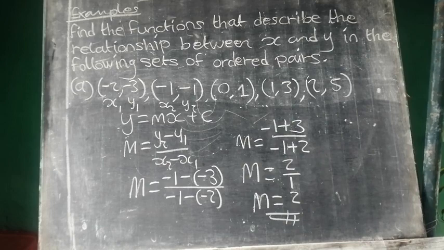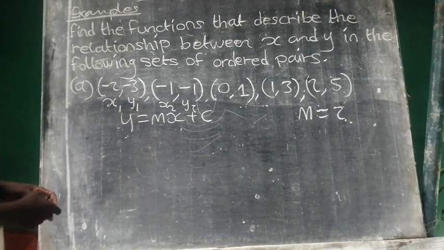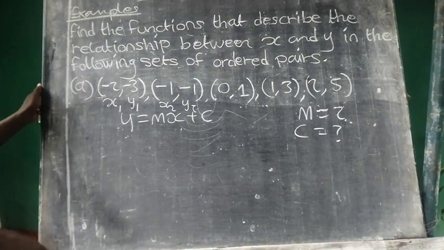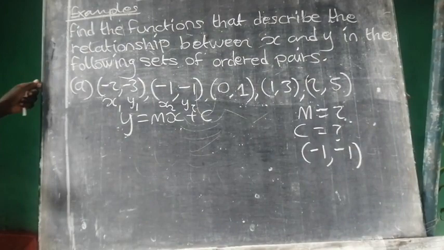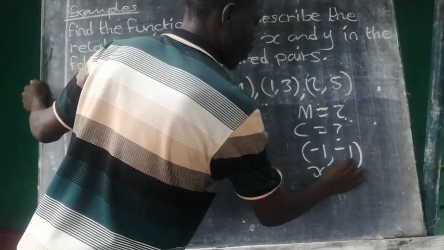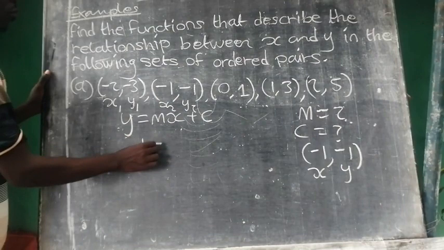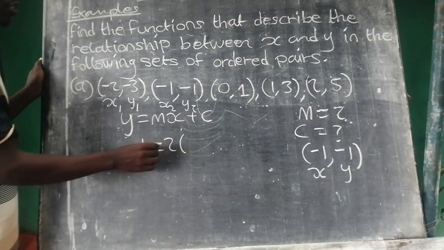Now after finding the gradient, the value of m, we shall pick one coordinate to find the y-intercept. Let's pick any coordinate, say negative 1, comma negative 1. Now in the general equation of the straight line, we shall label the first number x, then the second as y. We know that a coordinate is written as x comma y. So what is the value of y from the coordinate there? Negative 1 equal to what is the gradient? 2. What is the value of x? Negative 1, plus c is our subject.